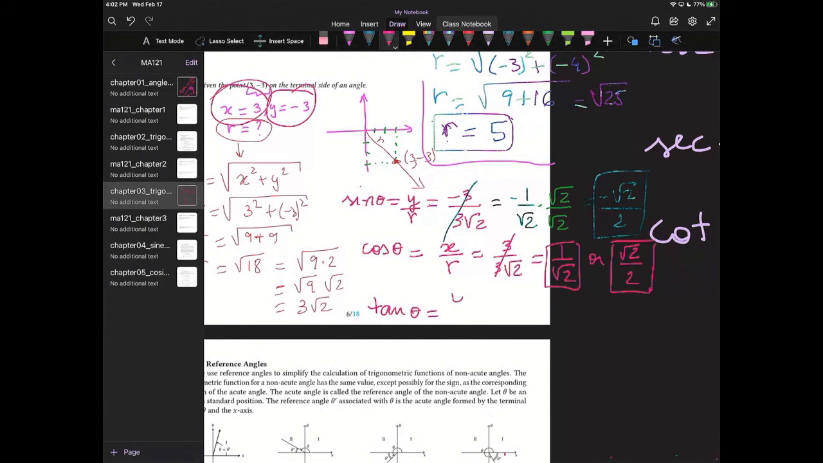So tangent is y over x. By the way, for the tangent here, I didn't need to compute the r. I could have done that computation right away from the point. But the result here is negative 3 over 3, which is negative 1. Now, if you flip each of these trigonometric functions, you're going to get the other 3 trigonometric functions. This is work I will leave for you, so you have to complete this. So complete this problem on your own.